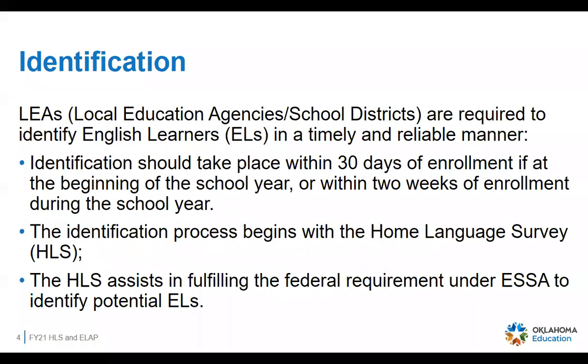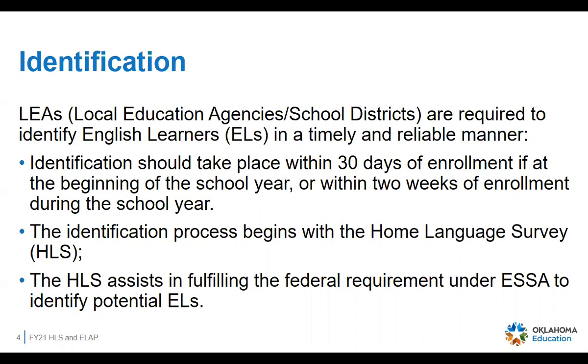The identification of English learners. LEAs, these local education agencies, school districts, are required to identify English learners in a timely and reliable manner. So that means identification should take place within 30 days of enrollment, if at the beginning of the school year, or within 2 weeks of enrollment during the school year. And that's 30 calendar days, not 30 school days. So here at the beginning of the year, the entire process should take place within a month, more or less. Once the year gets rolling, you should be able to complete the process within a couple of weeks.